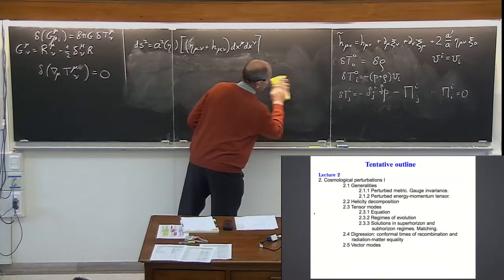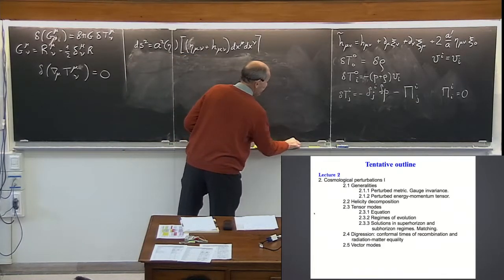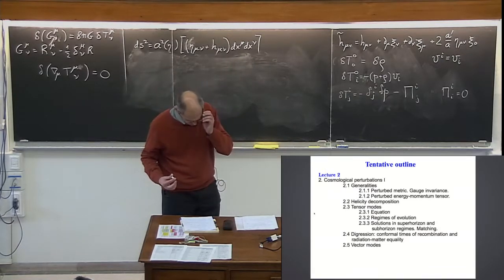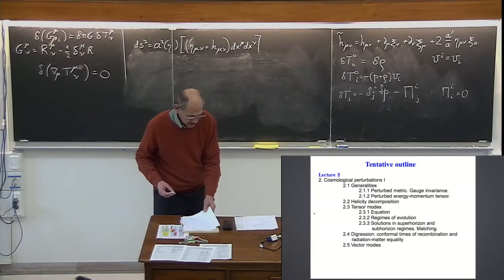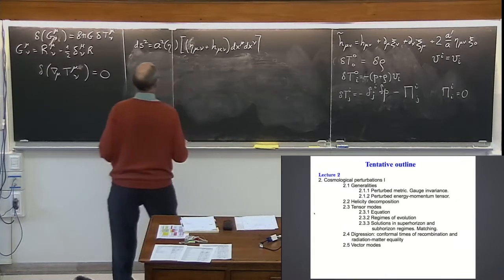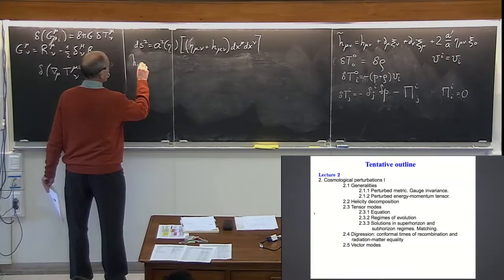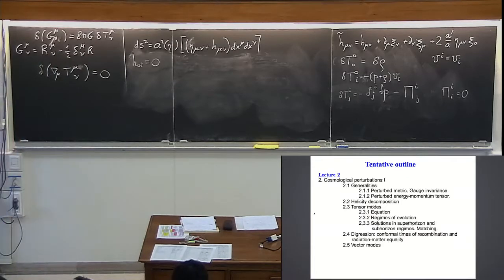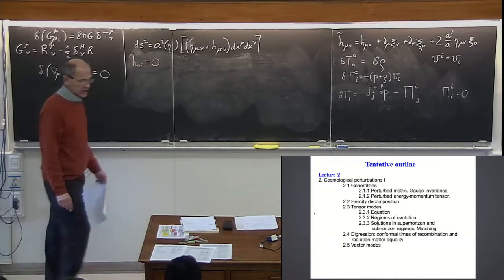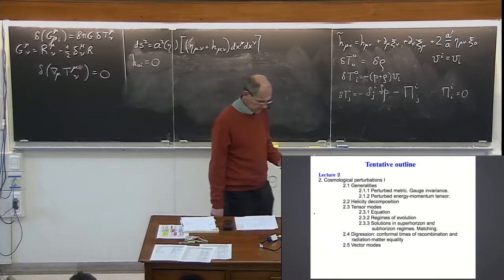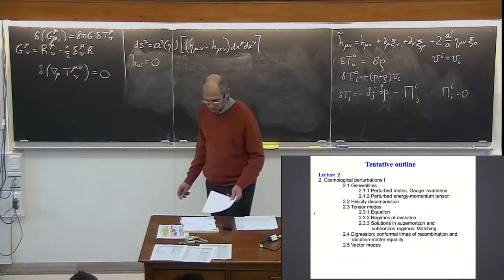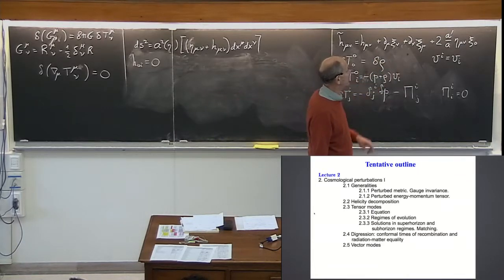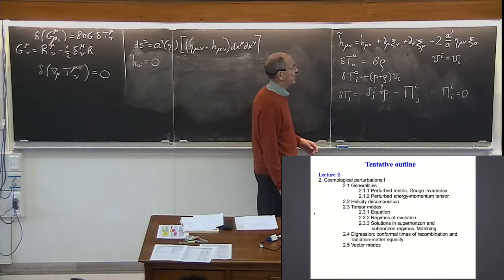For generalities. Now the gauge choice. A convenient gauge choice is that the mixed components H 0i are equal to 0. That's a very convenient choice, which makes equations a lot easier than in general. And obviously you can use this gauge freedom to set it equal to 0.